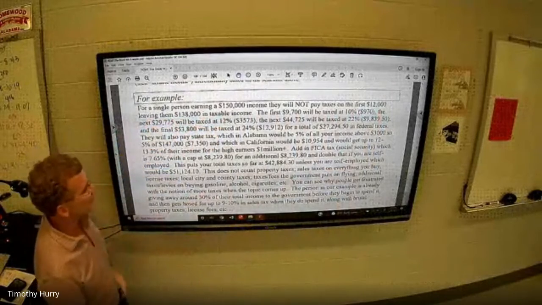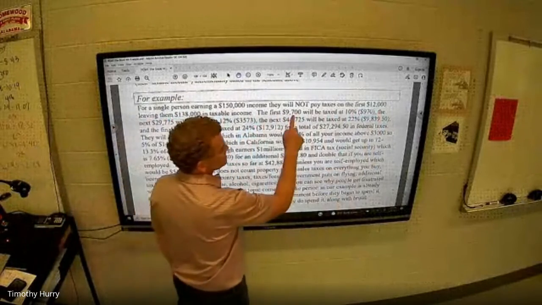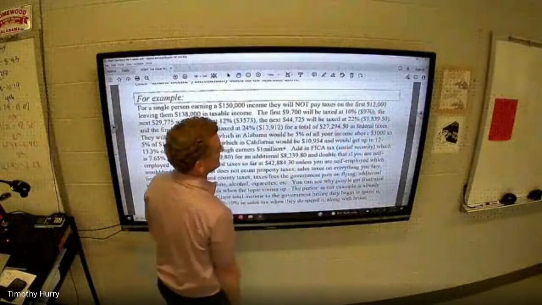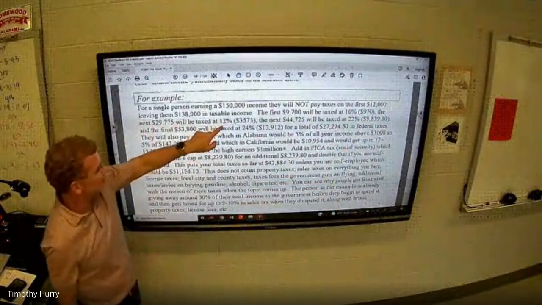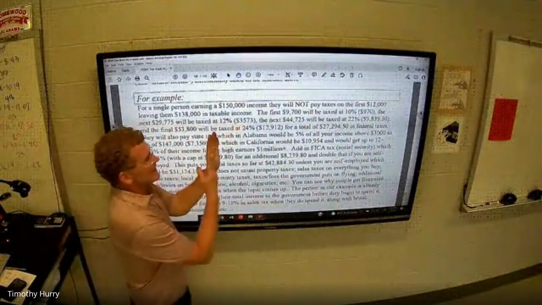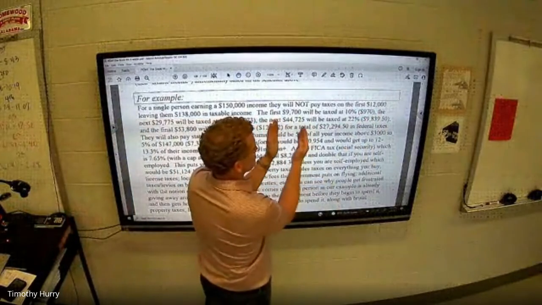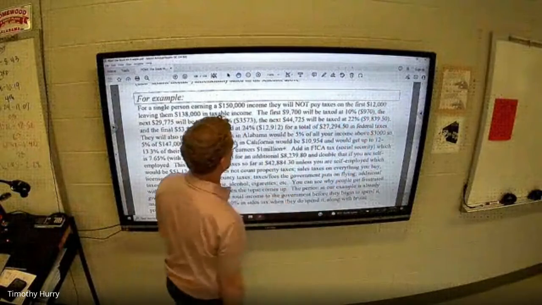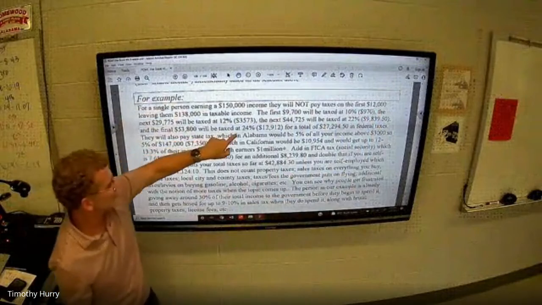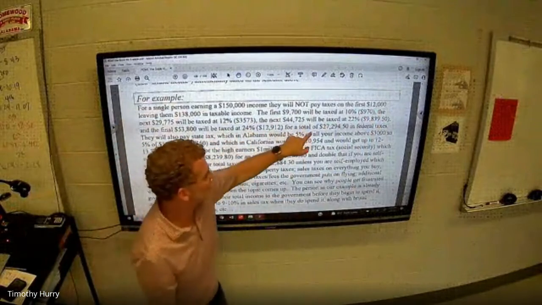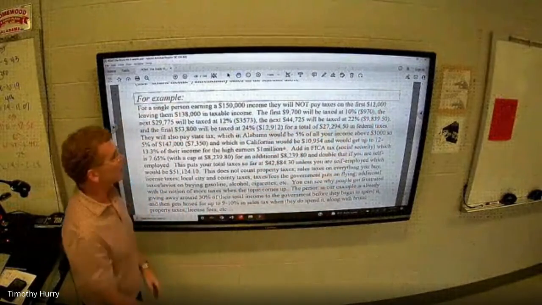So you go to 130 and you look up at that chart. The first 9,700 is taxed at 10%, so that's 970. The next 29, which is the next increment, is taxed at 12%. That's 3,573. The next increment is a window of 44,725. That's taxed at 22%. And then the final 53,000 in that 138 is taxed at 24%. That total federal tax is 27,294 of the 150.